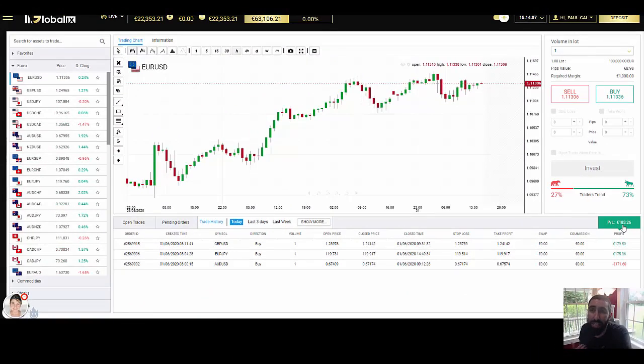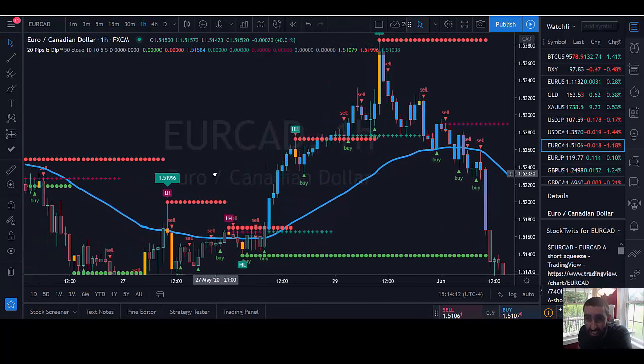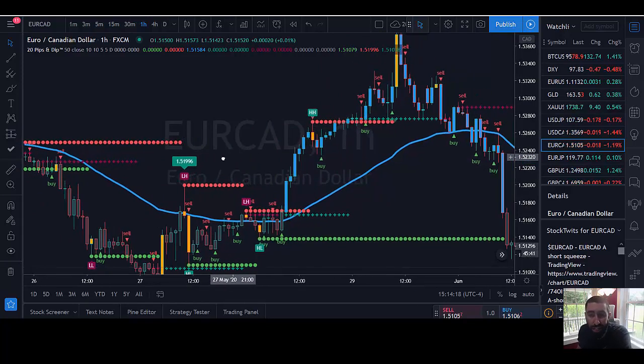So you can see, guys, that this indicator, 20 pip and dip, is extremely powerful. It's effective, but more importantly, it's easy and it's accurate. This is something that anybody can use, regardless if you have some experience or no experience in trading at all.